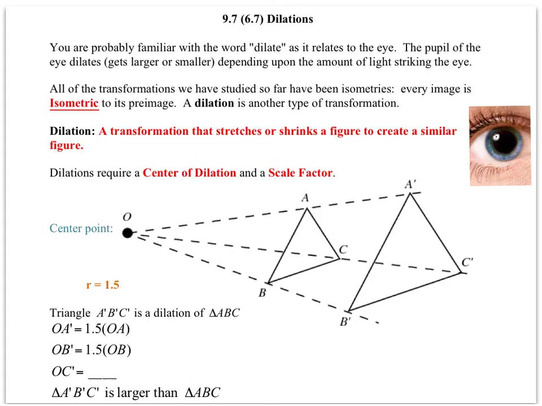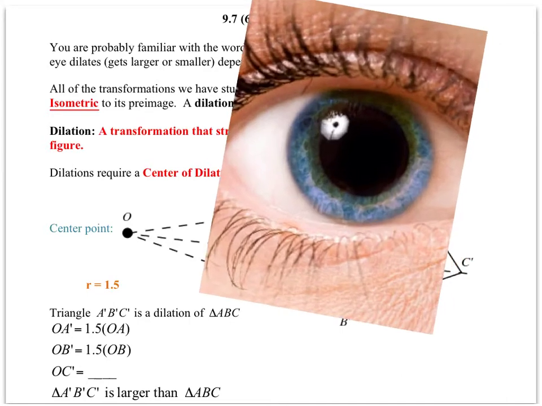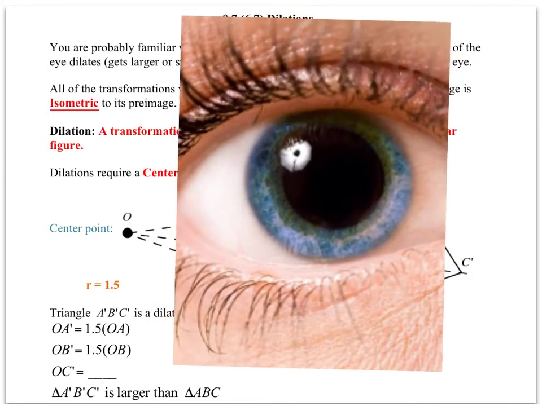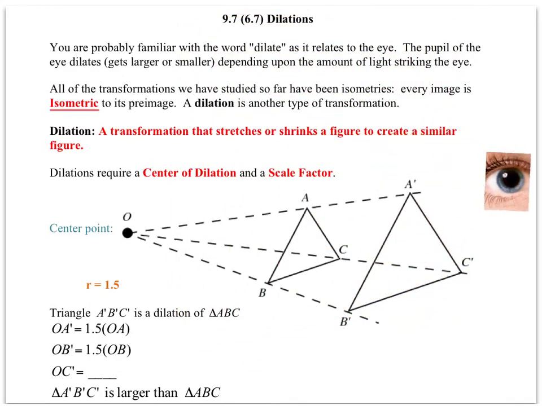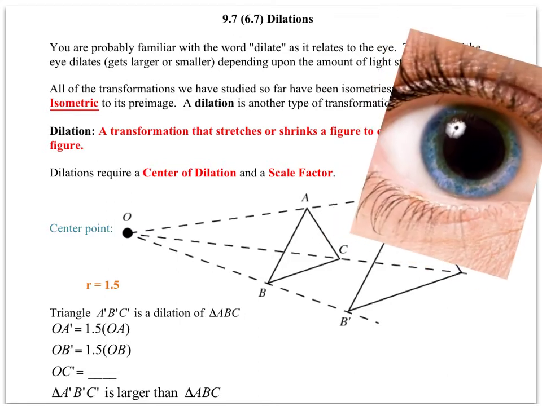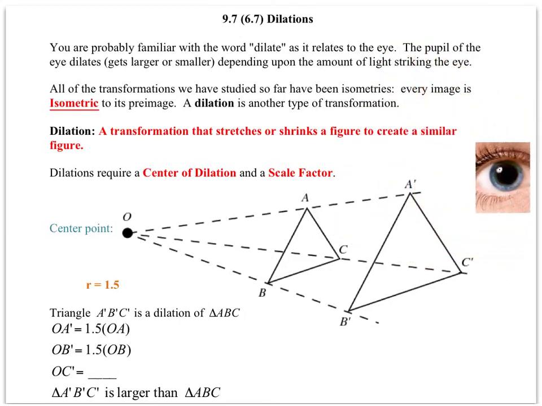The last transformation we have to look at is called a dilation, and you've probably heard this word before. If you've ever been to the eye doctor, you've gotten your eyes dilated, and that basically means the pupil gets a lot larger, making it more sensitive to light. So we're going to look at the enlargement and shrinking of different objects.